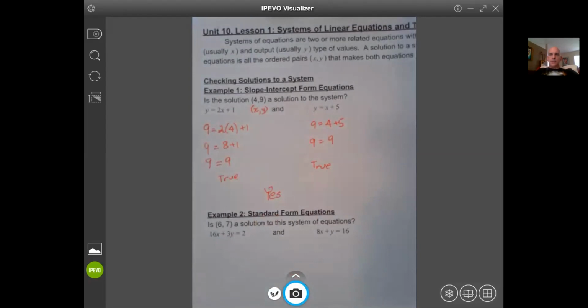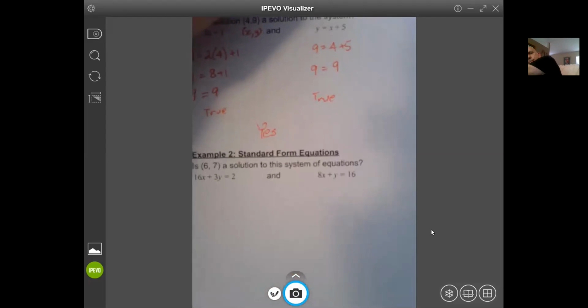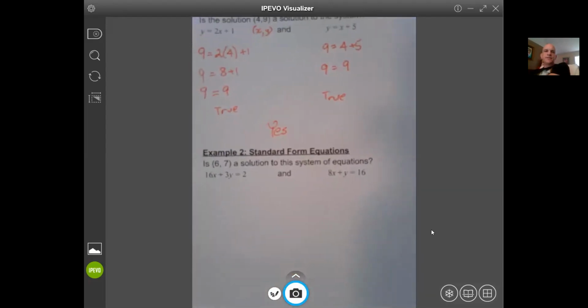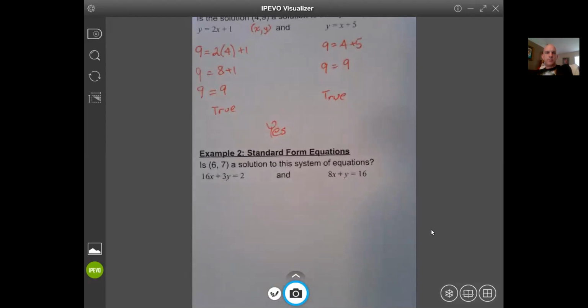All right, I don't see any hands at this point, so we'll take a look at the second example here, and I'll move this down a little bit. Example 2 is, let's see if I can get this to focus a little bit better. All right, there we go. So is this solution of 6, 7, the point, a solution to the system of equations? Does it make both equations true?